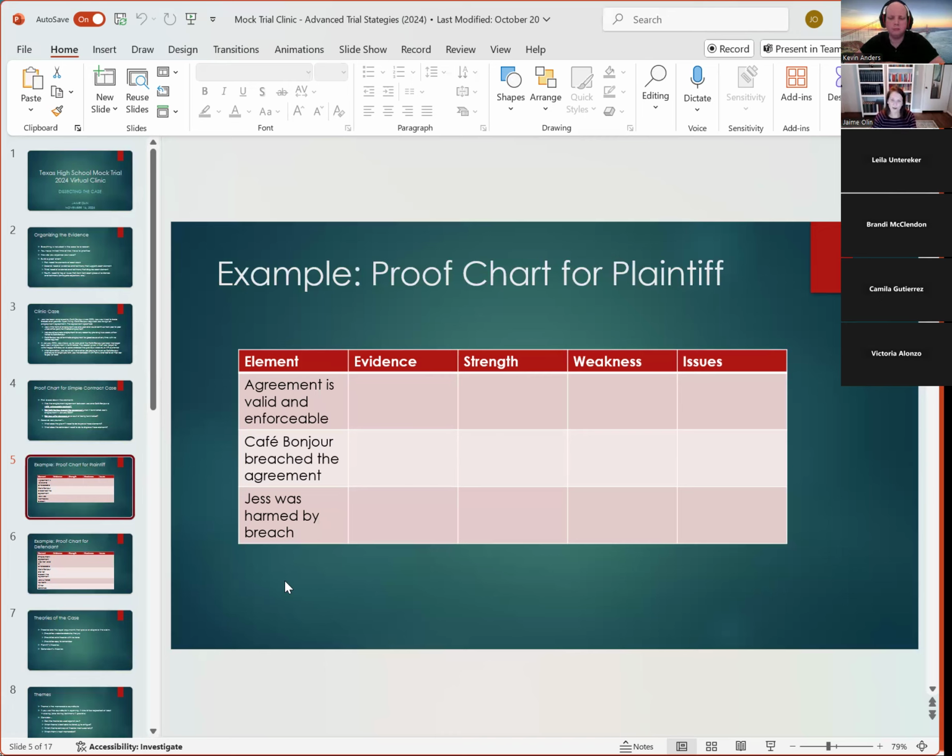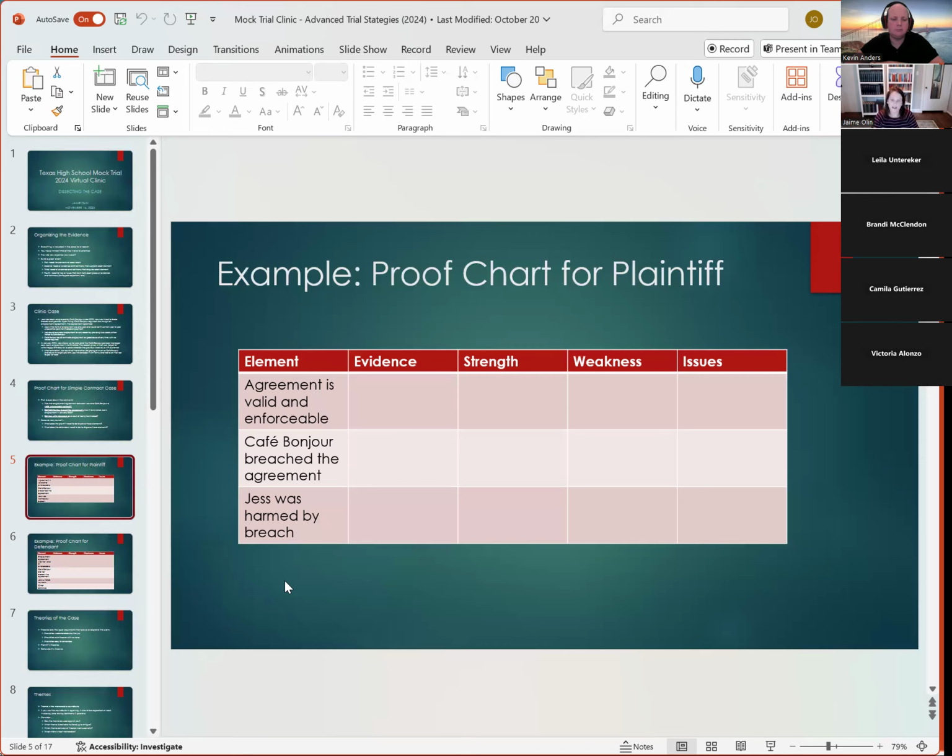And then you can also go into talking narratively about what is strong about this piece of evidence, what's weak about it, and whether there is another fact that would counter this fact that we're talking about. And so for example, the fact that all the bakeries in town were hiring would be a weakness, and we would want to list that in the weakness column.